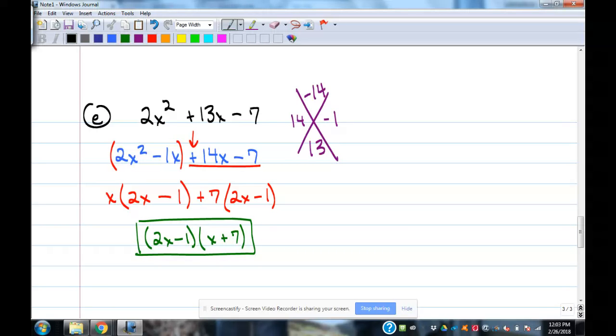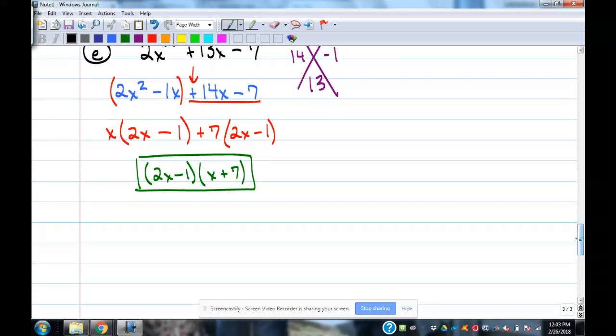Notice here, the factors, these numbers here, are not the same numbers that are there. It doesn't happen on some of these problems. It does happen on some others, but not all of them. Now let's try 8x squared minus 8x minus 6.